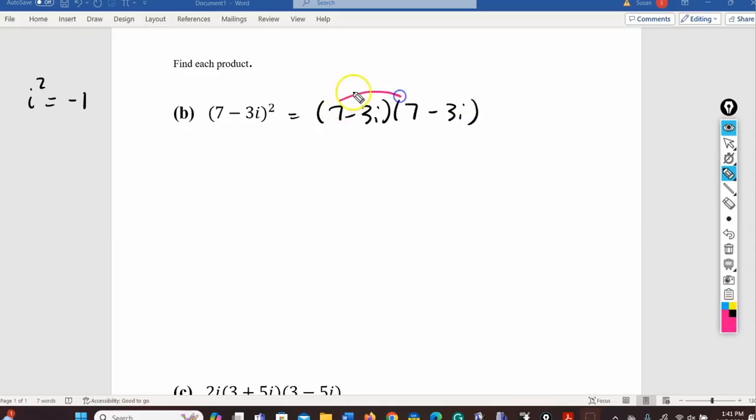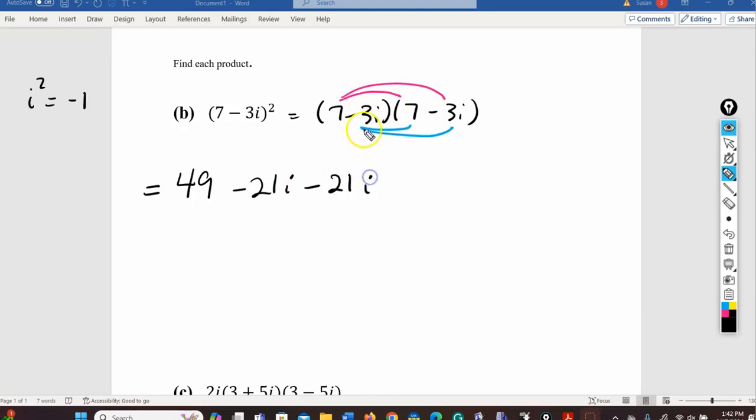And I'm going to FOIL this exactly the same way as I do for real numbers. 7 times 7 is 49. 7 times negative 3i is negative 21i. Negative 3i times 7 is negative 21i. And negative 3i times negative 3i. Do the numbers. Negative 3 times negative 3 is positive 9. And i times i is i squared. Or you can get confident, you can skip writing i squared and just write times negative 1.